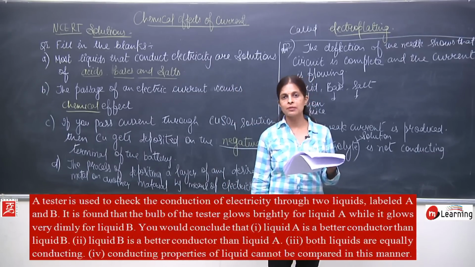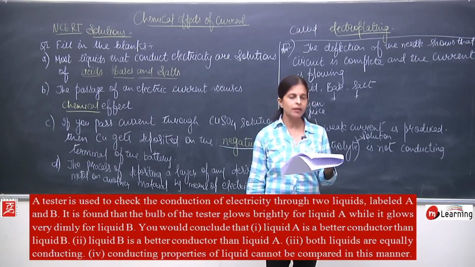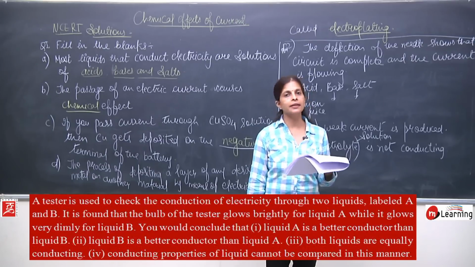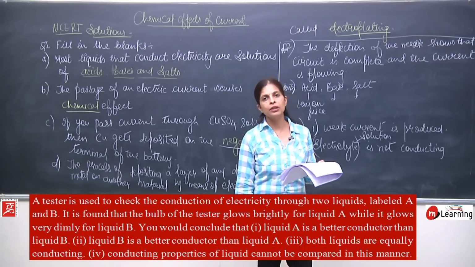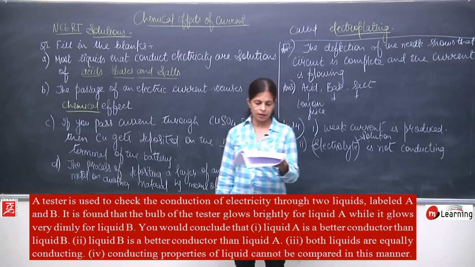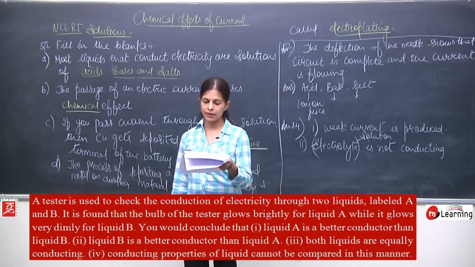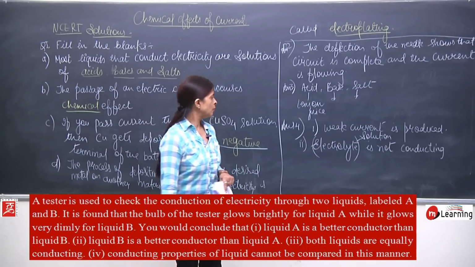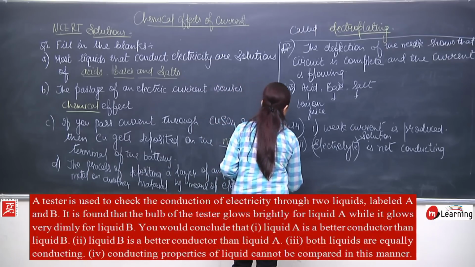It is not at all possible, because if B is a better conductor, then B should glow. Both liquids are equally conducting, that is also not possible, because both the bulbs are glowing in different ways. Now the fourth is, conducting properties of liquids cannot be compared in this manner. This is also not correct. So this is answer number 5.